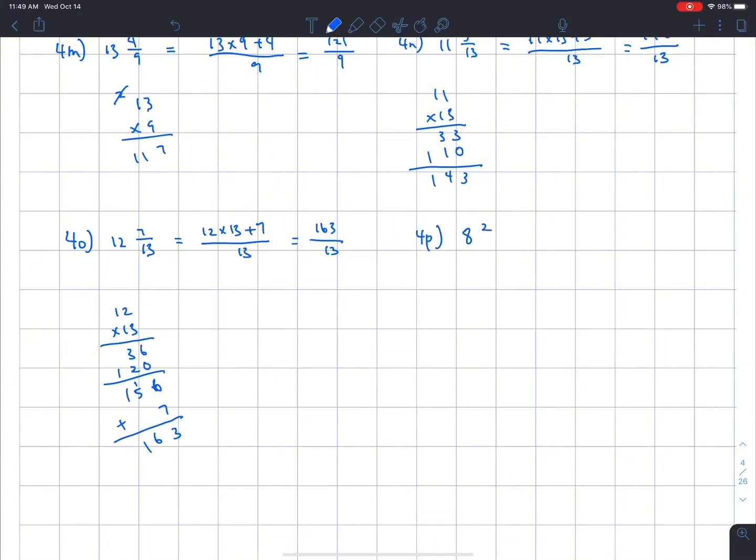For P, 8 and 2 over 17 equals 8 whole times 17 little pieces in each whole plus 2 over 17. So 17 times 8. 8 times 7 is 56. So when you're multiplying, the order does not matter. 8 times 17 is the same as 17 times 8. I like to put the small number at the bottom. It's easier when you multiply it this way. 8 times 7 is 56. 8 times 1 is 8. Plus 5 is 13. And then just adding 2, I should get 138 over 17. And that's it for question 4. I'll see you in question 5.